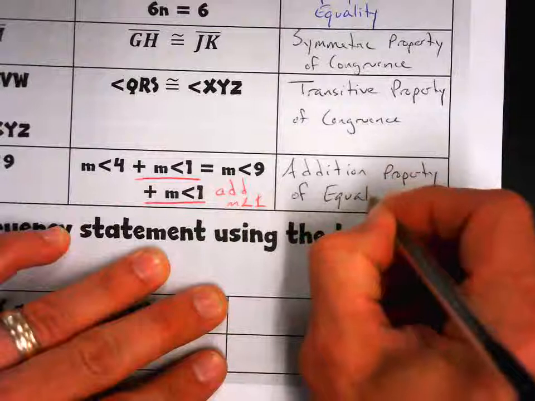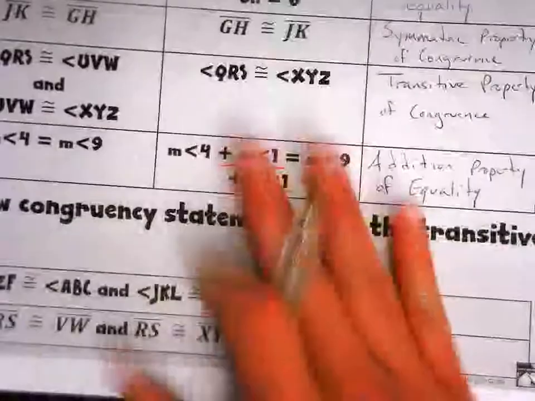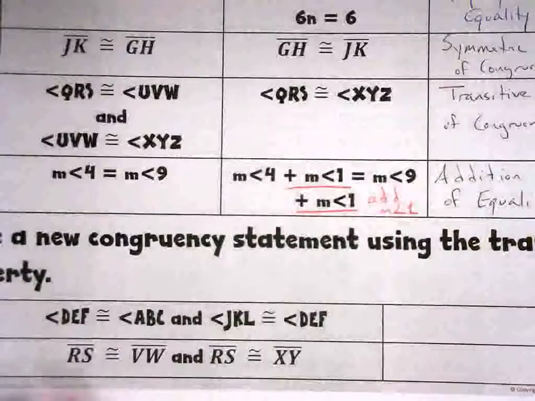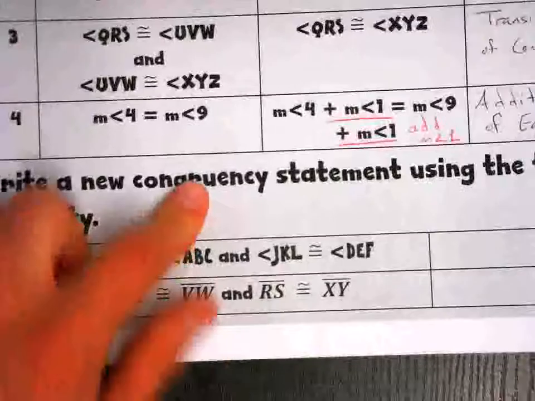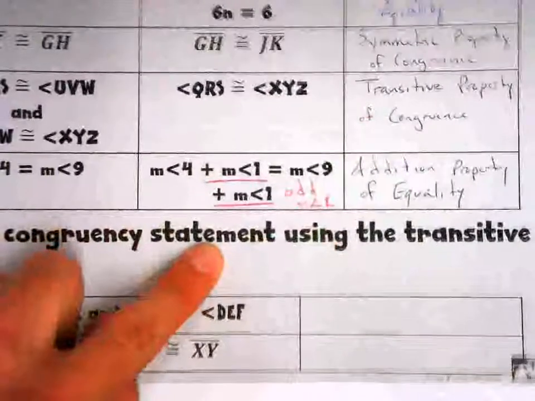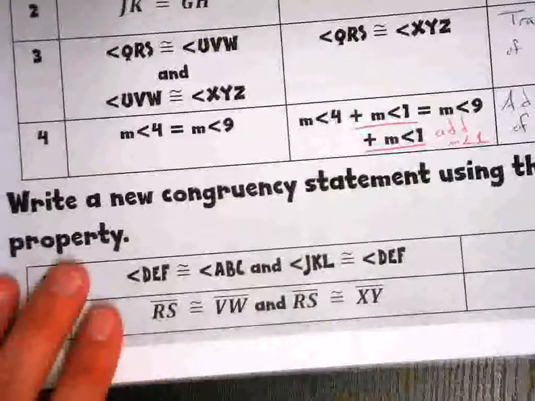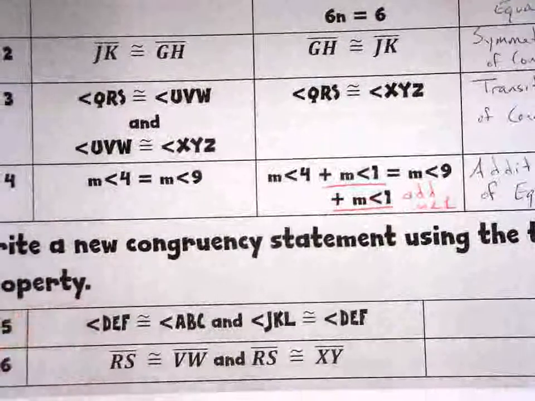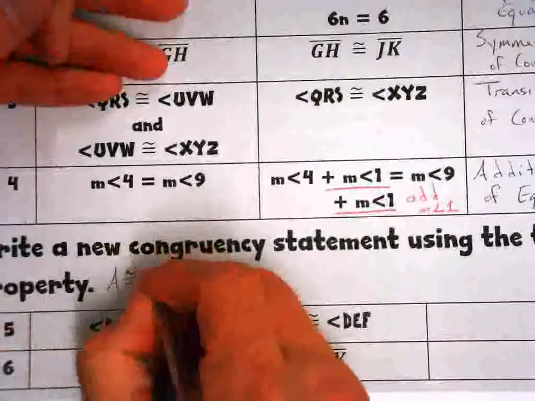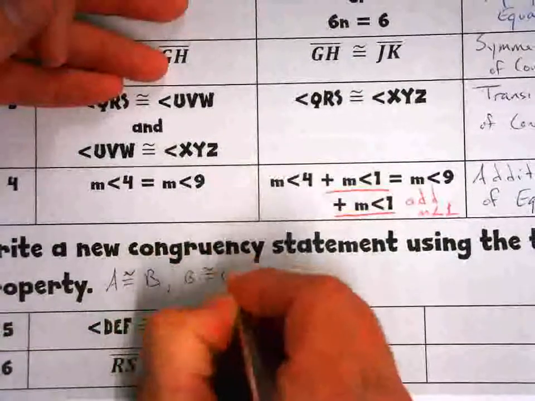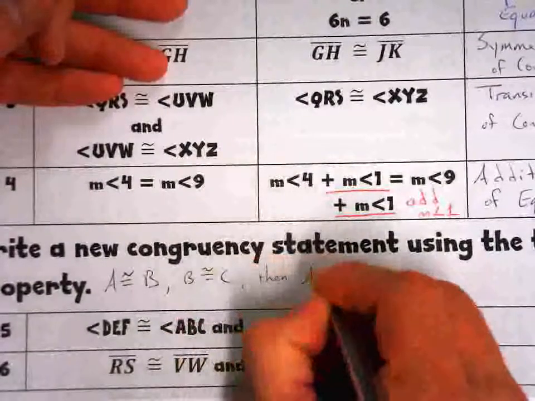So now we're going to move on to the next thing. Now what we're going to do is write a new congruency statement. All right, but in these two exercises, we're definitely going to use the transitive property. If A equals B and B equals C, then A equals C, right? Or if A is congruent to B and B is congruent to C, then A is congruent to C. That's the transitive property. Okay, so we're going to use that logic here and then write the next statement.